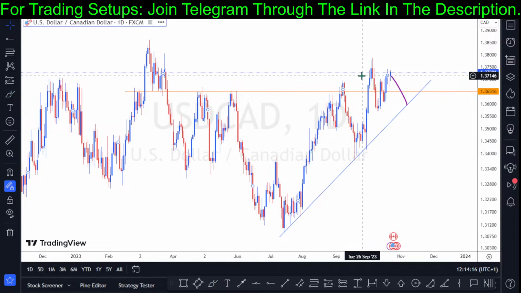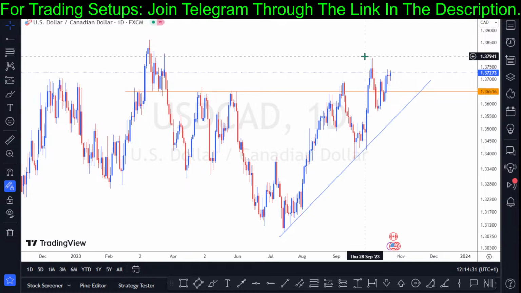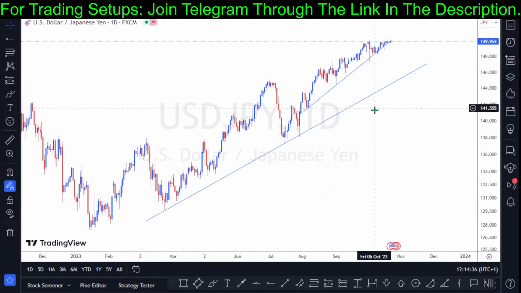But at the moment, I have nothing realistic on USD Canada based on my own personal trading strategy. You guys can comment if you have any setup or any idea on this currency pair. But based on my own personal trading strategy, I cannot see anything realistic right here. So let's go to the USD Japanese yen.